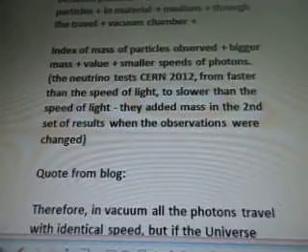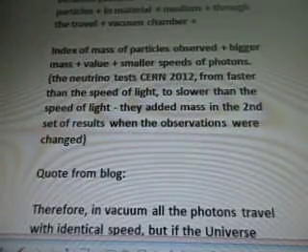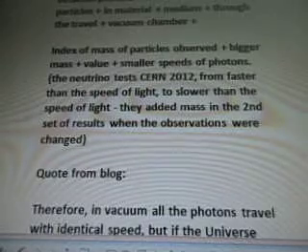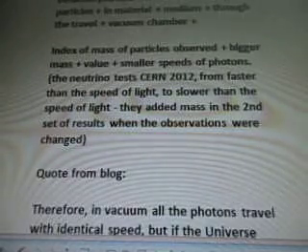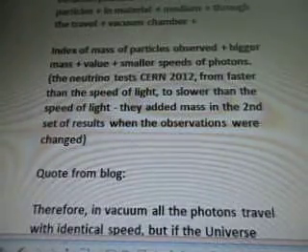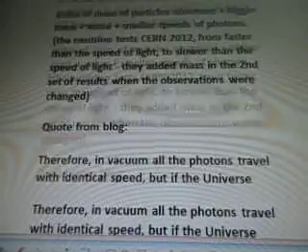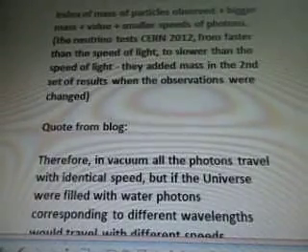Index of mass of particles observed: the bigger the mass value, the smaller the speeds of photons. The neutrino test at CERN in 2012 went from faster than the speed of light to slower than the speed of light. They added mass in the second set of results when the observations were changed.